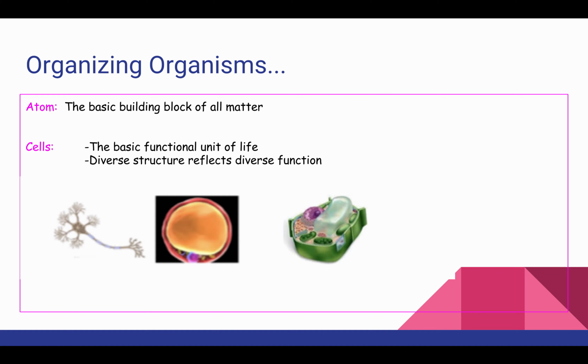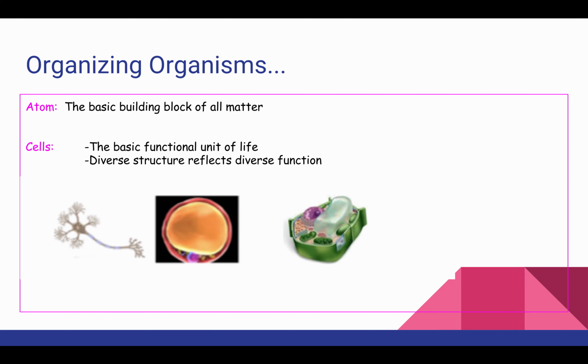And if we look at biological organizations, what we see is the simple level of hierarchical organization is the cellular level. Cells are the basic functional unit of life. We can see here samples of the diversity of different cells, and that diversity in structure reflects diversity in function.